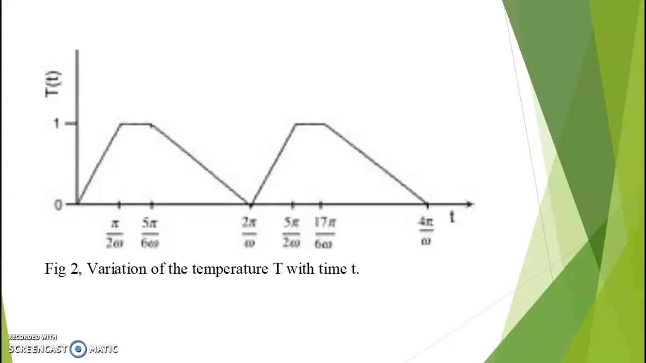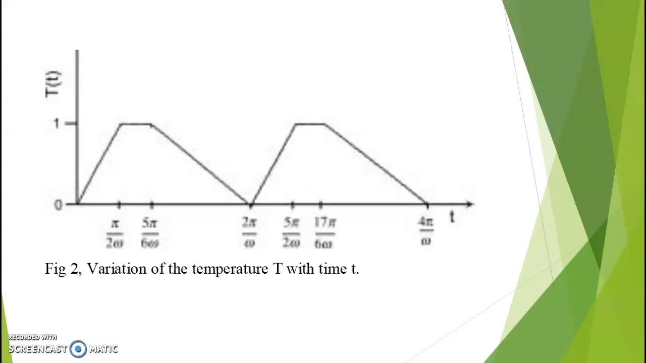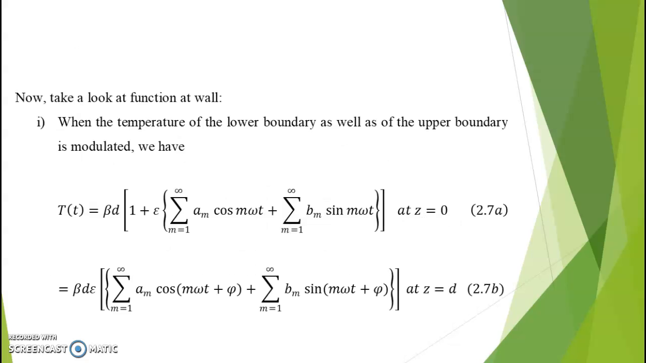How we find this graph is based on 2.5 and 2.6 and 2.5a. We can substitute 2.5a, 2.5b and 2.5c, including 2.5, in order to get this figure. So at the wall we have two conditions. First, the lower boundary and the upper boundary are both modulated.